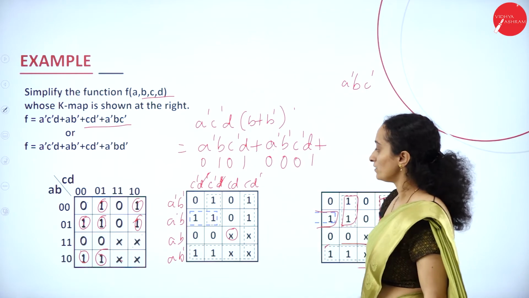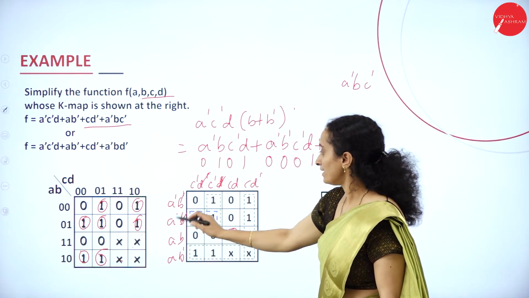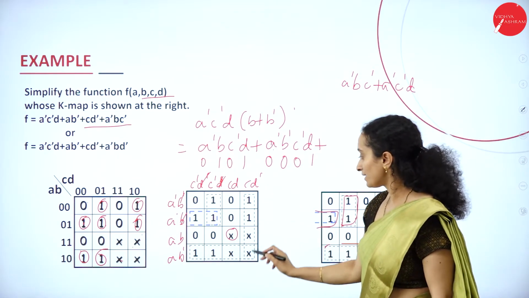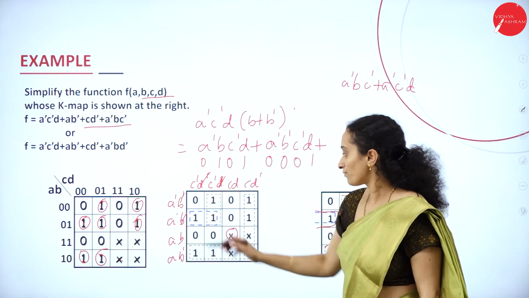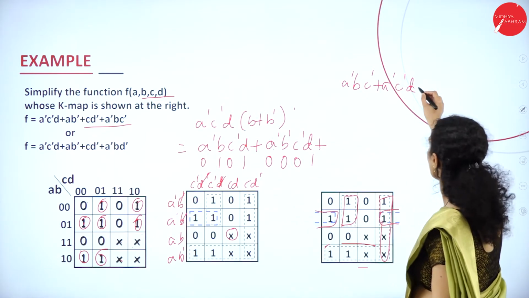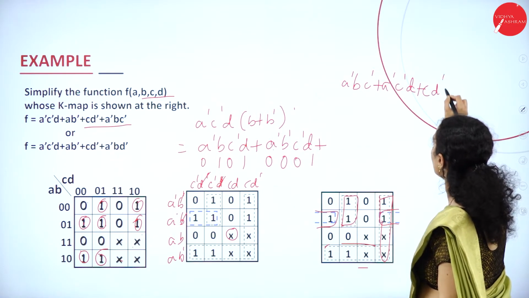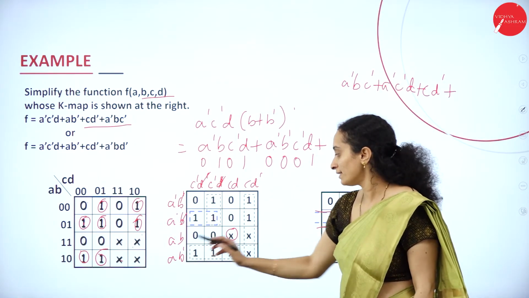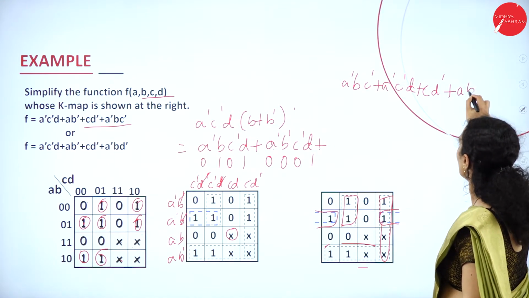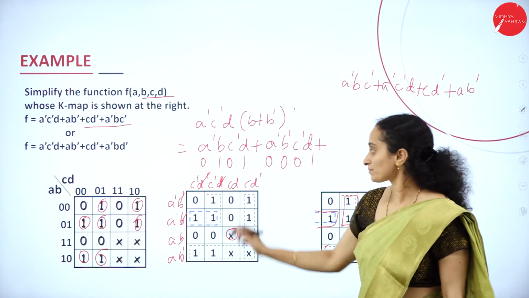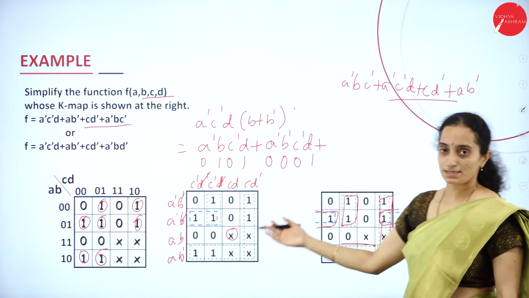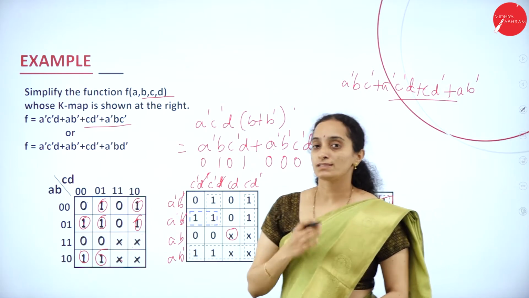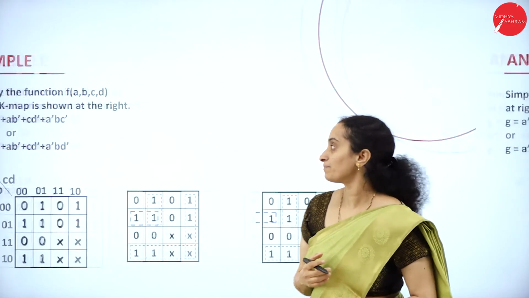From this grouping, you will get, this will be cancelled. This will become A dash, C dash, D. When you look at this grouping, all 4 will be cancelled. Remained is plus C, D dash, plus from this grouping, all 4 will be cancelled. Remained with A, B dash. Okay, so this is the simplified expression with this example. So you can use don't care conditions to simplify much more.